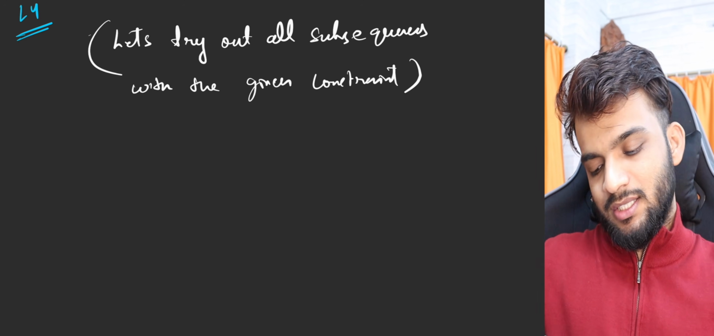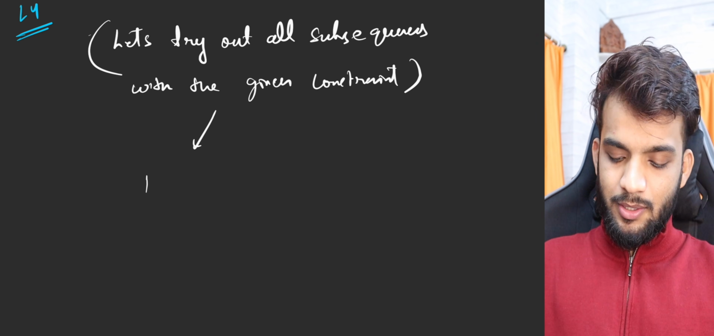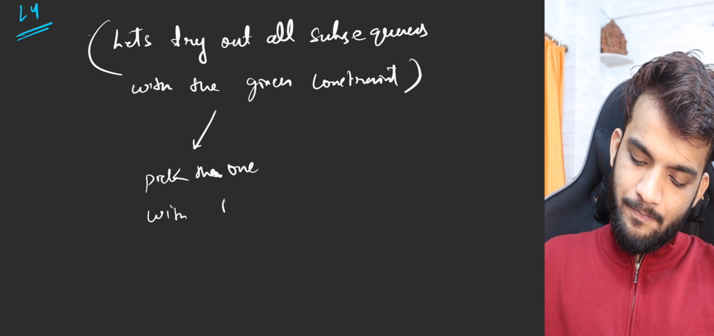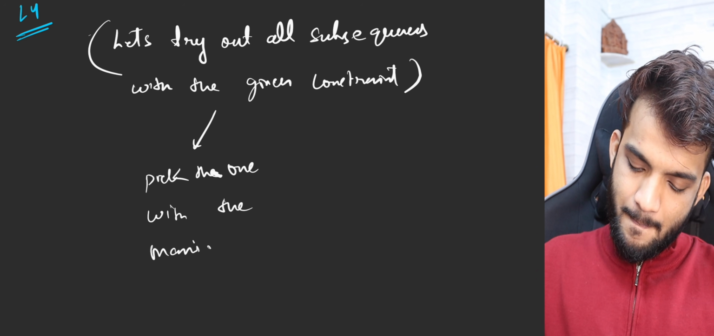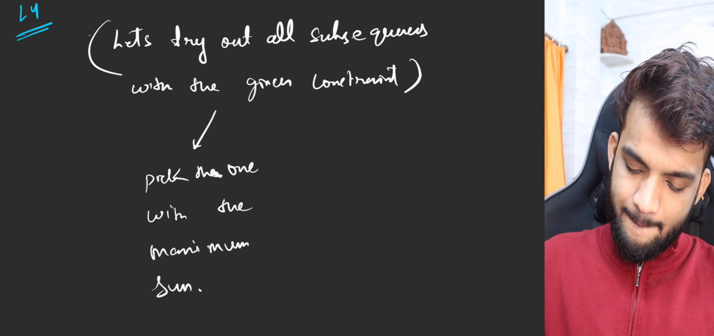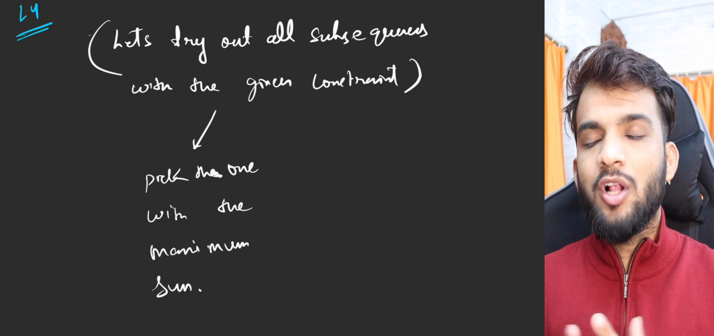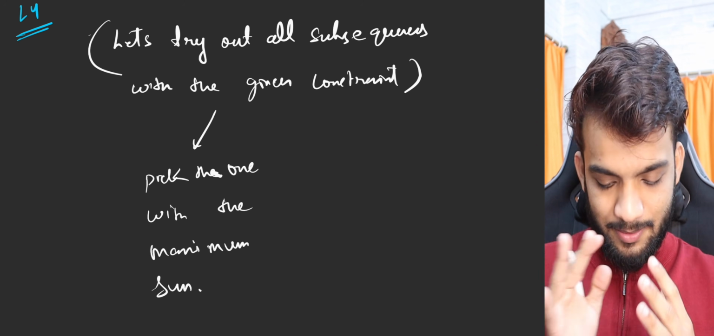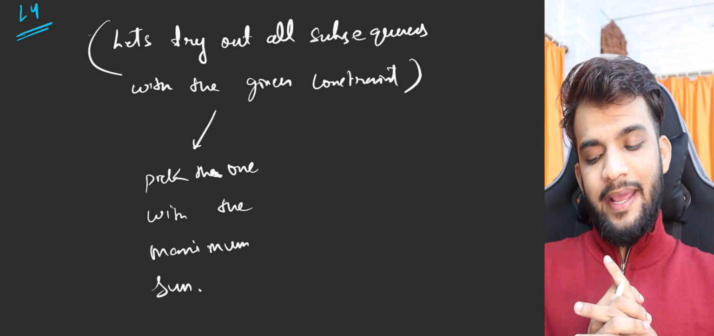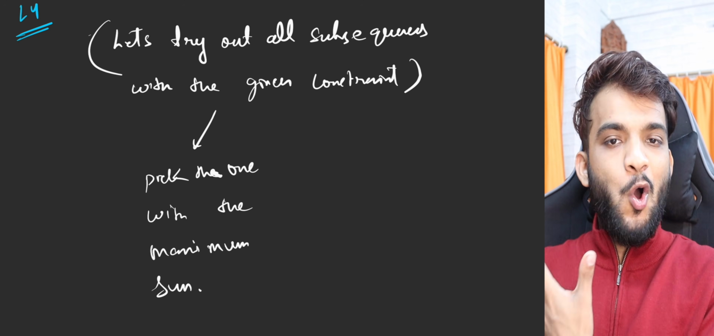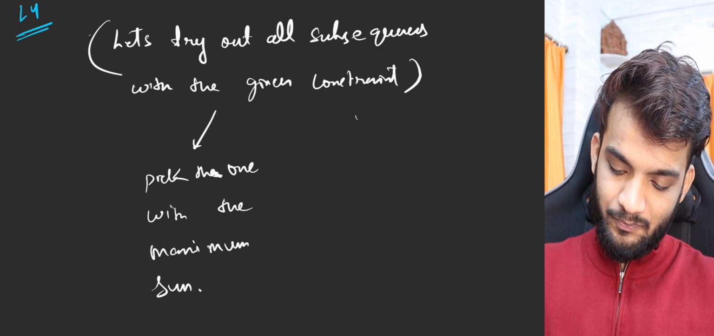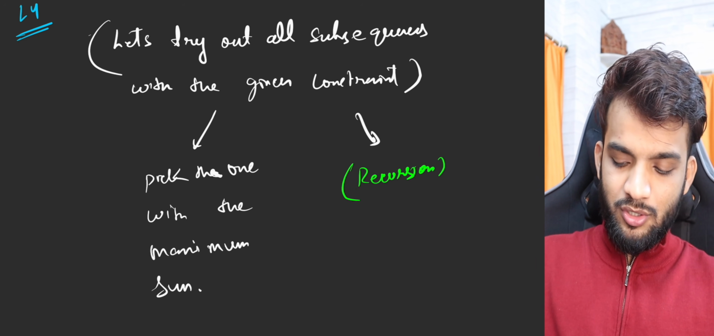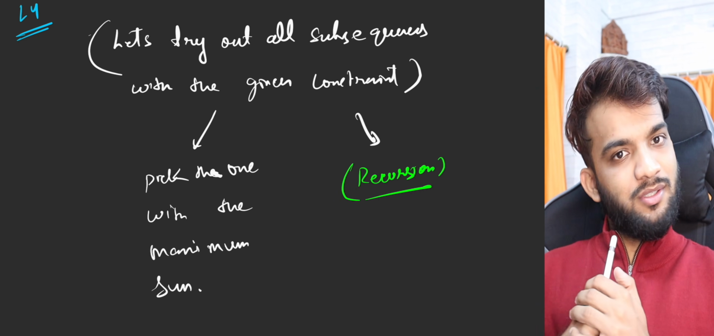And out of all these subsequences, let's pick the one with the maximum sum. Correct? We're going to try out all subsequences, and whichever subsequence gives you the maximum sum, we're going to pick that one. As simple as that. Now the question arises, whenever we say trying out all stuff, what comes to your brain? Obviously one thing comes to your brain, which is recursion. So we're going to try out recursion, correct?